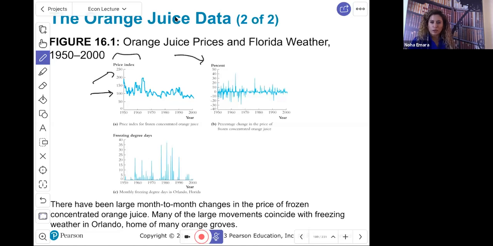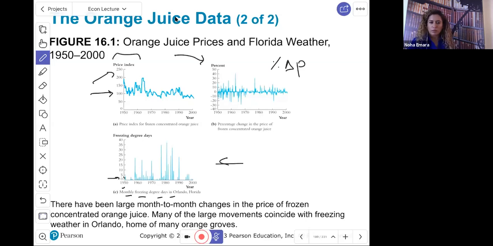checking the percentage change in the index. We're not concerned about the index as much as the percentage change in the price. So this is the percentage change in the price of orange juice. And these are the freezing degree days, okay? This is by year from 1950 to 2000. So let's say this is the monthly freezing degree days. So let's say here it was maybe 4, right? The first one. So maybe this is like 4 or something.